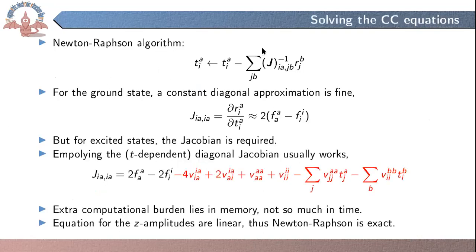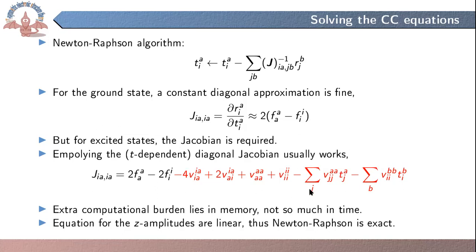So that's what we did. We do a Newton-Raphson algorithm with the information of the full Jacobian. And as I said, for ground states, it's usually fine doing a diagonal T-independent approximation based on the orbital energy differences. But for excited states, you have to use the Jacobian because you need information about the actual curvature of the residual equation as a function of the T amplitudes.